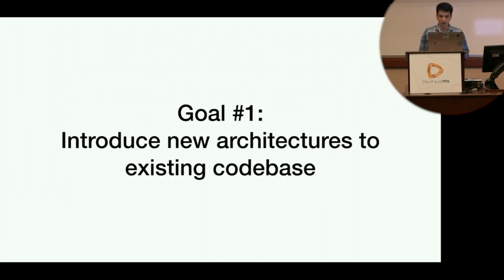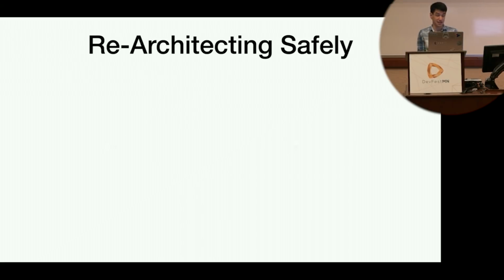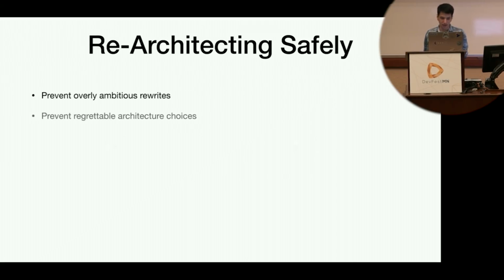All right, so goal number one: how to safely introduce new architectures into an existing code base. What do I mean by re-architecting safely? Try to prevent overly ambitious rewrites, because that's going to make it much harder to release your app, and it's also going to waste a lot of your time if you end up making some regrettable architecture choices. If you waste a lot of time but it ends up being something you like, that's great. The worst case scenario is you waste a lot of time on something that ends up sucking, and then, oops.